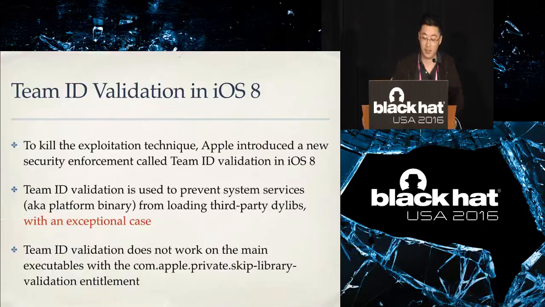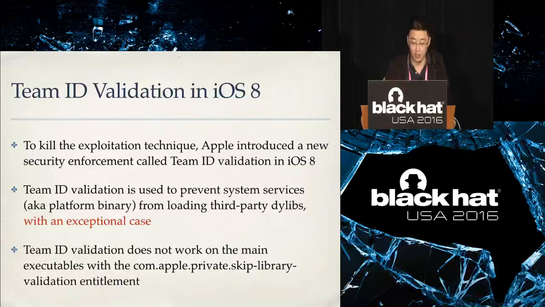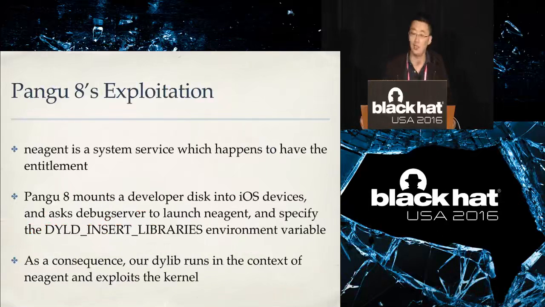And there is an exceptional case. When we reverse engineer the iOS kernel, we find that when the kernel applies the TeamID validation, it checks a special entitlement called com.apple.private.skip-library-validation. So by the name, you can guess what it's used for. If the main executable has this entitlement, then it's allowed to load any library. So who has this entitlement? We grabbed the entitlements on the iOS root file system, and yes, we found there's a program called AnyAgent. It's a network extension something, which happens to have this entitlement. So now things become easier.